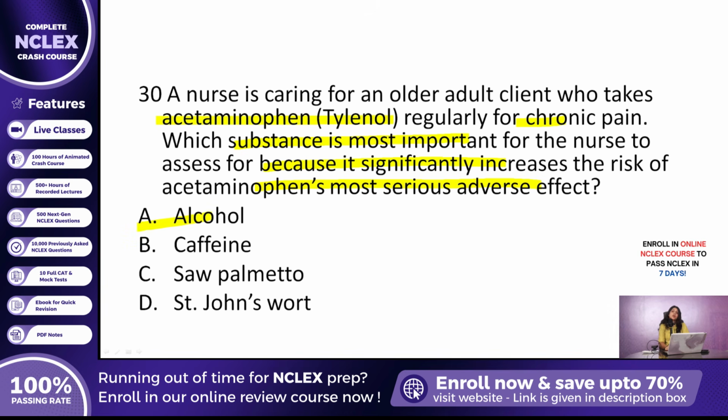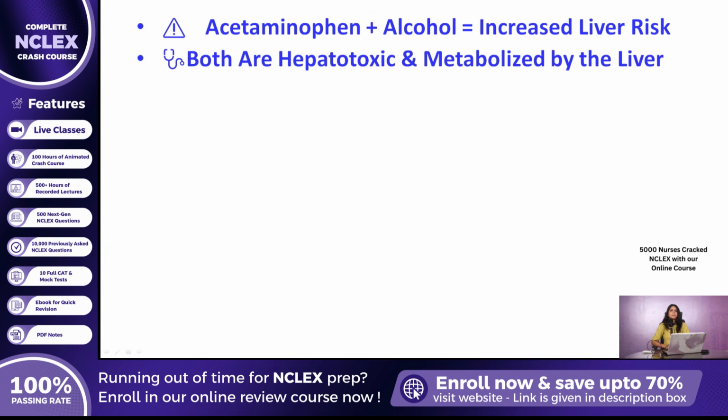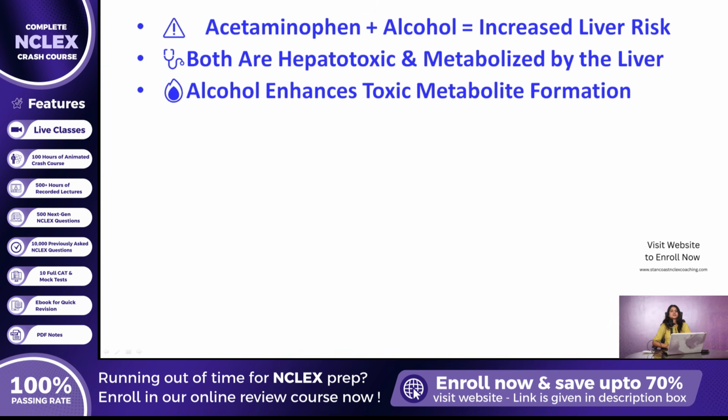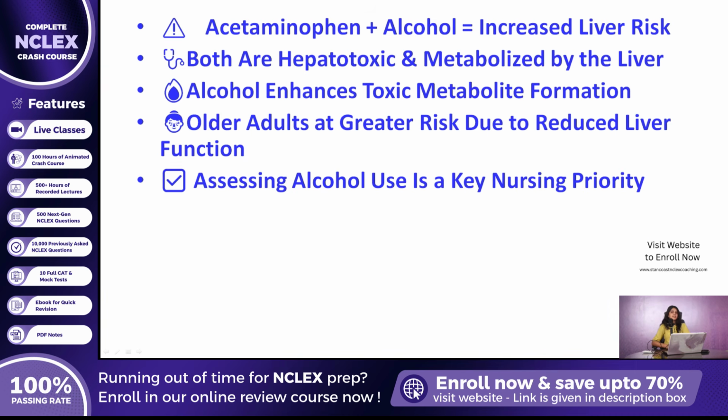This is the best choice because both alcohol and acetaminophen are metabolized in the liver and have the potential to be hepatotoxic. When used together, especially in high doses or over long durations, alcohol enhances the formation of toxic metabolites from acetaminophen, increasing the likelihood of liver damage or even acute hepatic failure. This risk is especially concerning in older adults, who may already have reduced liver function due to age-related physiological changes. Therefore, assessing for alcohol use is a key nursing priority when managing chronic acetaminophen therapy.